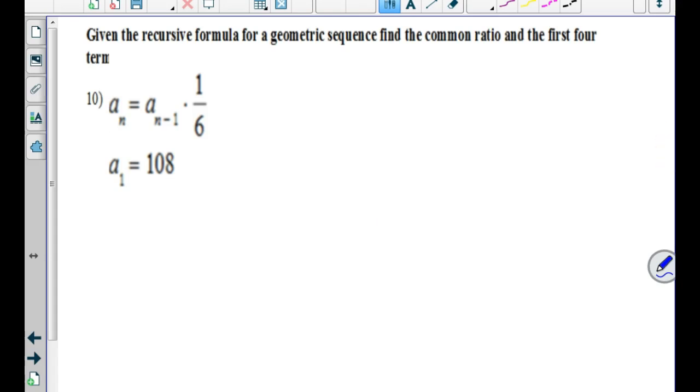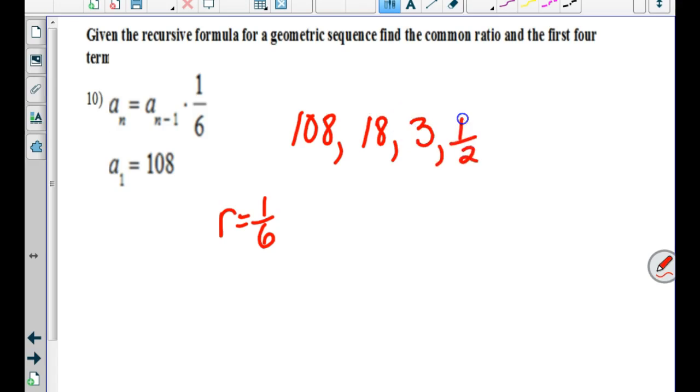Okay. Given the recursive formula for a geometric sequence, find the common ratio and the first 4 terms. All right. Easy peasy. What's the first term? 108. And what are we multiplying by? So R is 1/6. So if we do this times 1/6, we get 18, 3, and 1/2, I think. Yes? And you could do a decimal for that. Just be careful. It wants exact answers, guys. So if you get a crazy decimal, just do math, enter, enter, and use fractions, okay? Don't use rounded decimals ever.